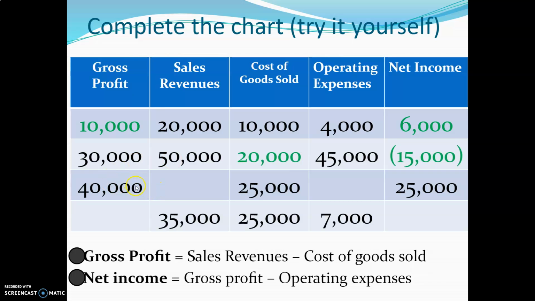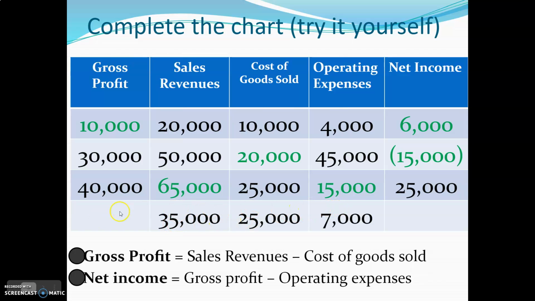Okay, let's keep on going with this. Our gross profit is 40,000. Our cost of goods sold is 25. That means that this number minus 25 would have been 40, so this should be 65,000. And if you need a calculator for this, no problem. And 40,000 minus our operating expenses will be 25. That means that this will have to have been 15. All right, gross profit here is going to be equal to our sales revenue minus cost of goods sold. In this case, 35 minus 25 is 10.